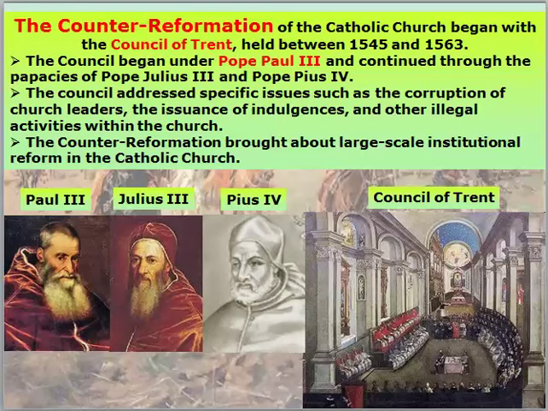So, the Counter-Reformation of the Catholic Church began with the Council of Trent, held between 1545 and 1563. The council began under Pope Paul III and continued through the papacies of Pope Julius III and Pope Pius IV. The council addressed specific issues such as the corruption of church leaders, the issuance of indulgences, and other illegal activities within the church. The Counter-Reformation brought about large-scale institutional reform in the Catholic Church.